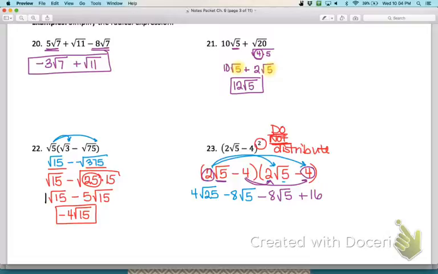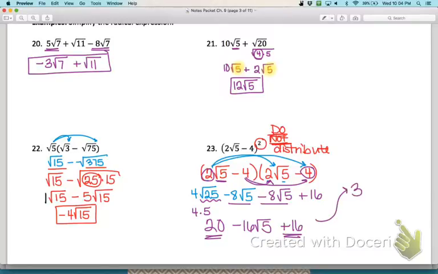So now we want to simplify everything and try to combine like terms. What I notice here is that the square root of 25 is a perfect square. So I get 4 times 5 here, which is really 20. And then I have negative 8 root 5 and negative 8 root 5, so that gives me minus 16 root 5. And then plus 16, so I have another pair of like terms here. So our final answer is 20 plus 16, which is 36. Not plus. Minus, not 18 either, sorry. 16 root 5. And so this is all said and done. That's our final answer.